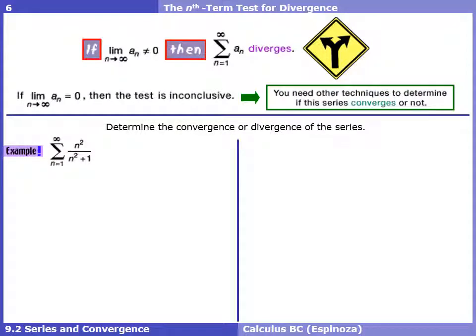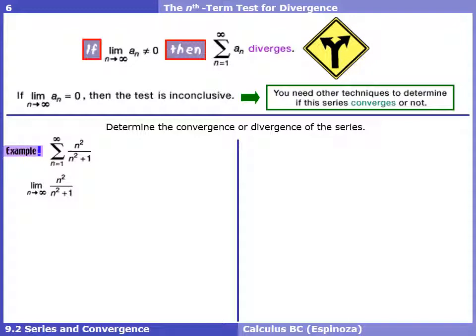Okay, so let's put this nth term test for divergence to use. We're going to try to determine whether these following infinite series converge or diverge. So here we have this infinite series, and if we want to use this nth term test, we just need to do what it says. We need to take the limit of that infinite series and see what we get. So let's go ahead and do that.